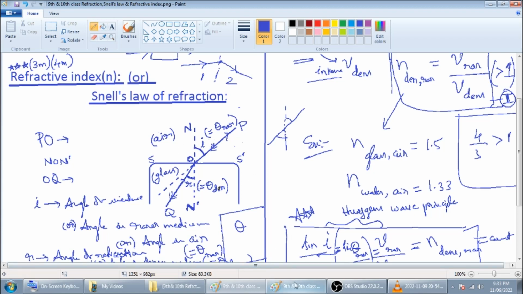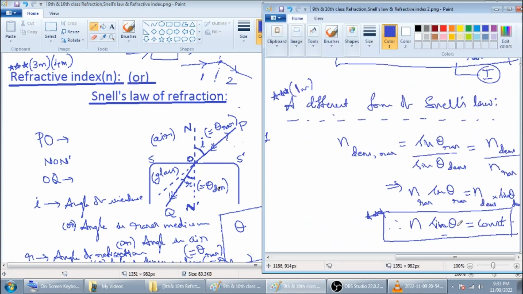Exactly, because it should satisfy which equation? This equation. Try to remember. It should satisfy which equation? n1 sin theta 1 is equal to n2 sin theta 2. So n1 sin theta 1, when it's going into the second medium, n2 sin theta 2.